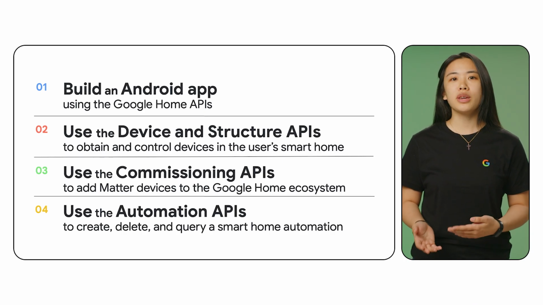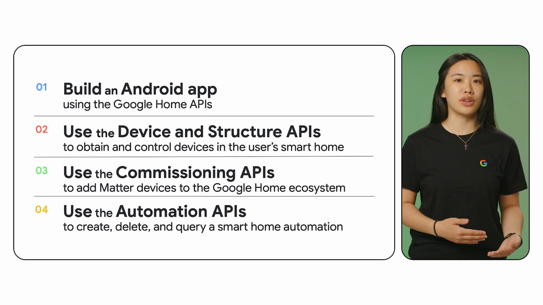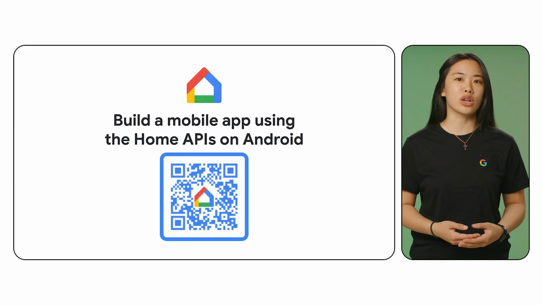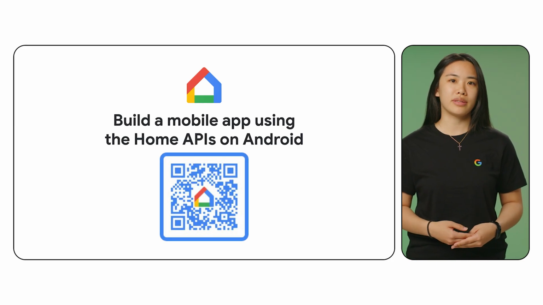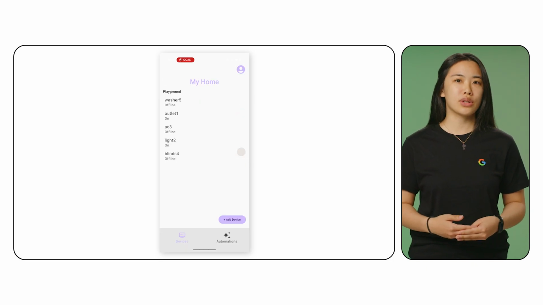In this video, we'll be covering the first 3 points, and automations will be covered more in depth in a future video. Scan the QR code on screen now to follow along with the corresponding codelab on our Developer Center. At the end of this codelab, you'll have a working Android app where users can access and control their smart home. If you're interested in building your own smart home app on iOS, stay tuned for the next video.